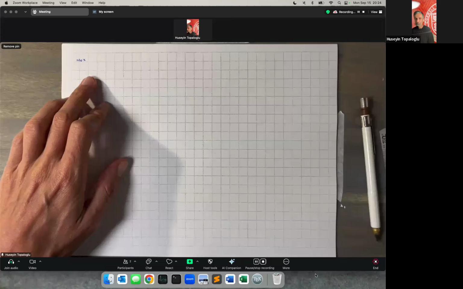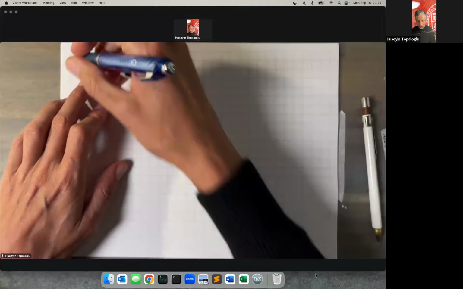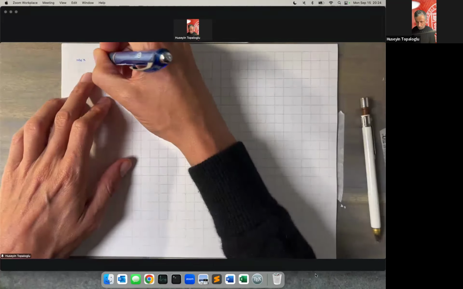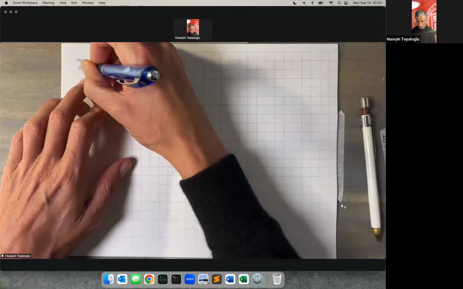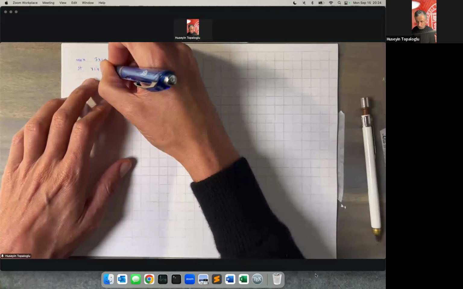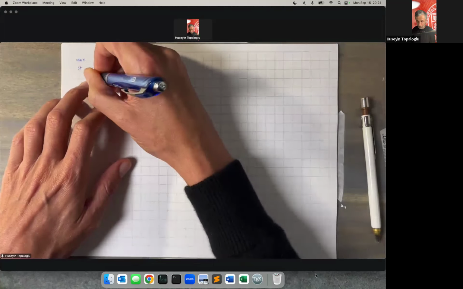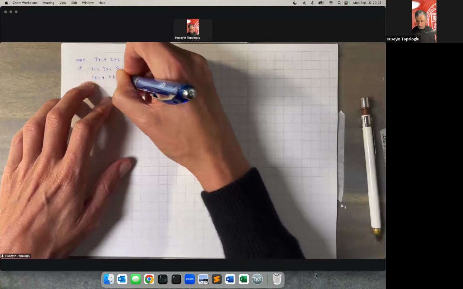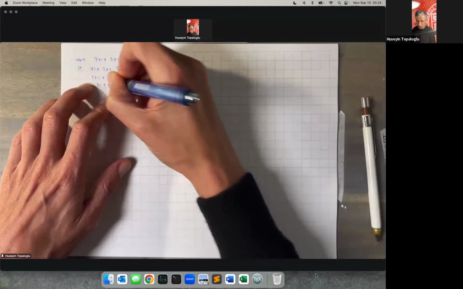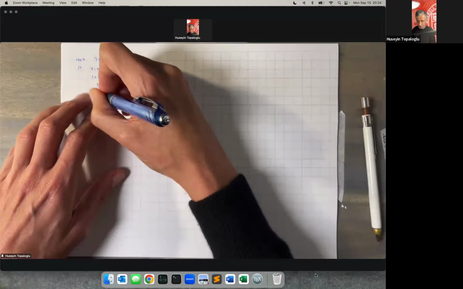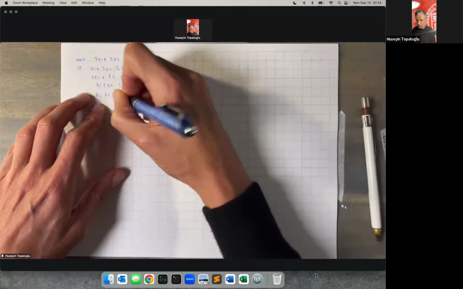So let's say that we have a linear program. The objective function is 3x1 plus 2x2, subject to x1 plus 2x2 is less than or equal to 12, 2x1 plus x2 is less than or equal to 11, and x1 plus x2 is less than or equal to 7. My decision variables are non-negative.